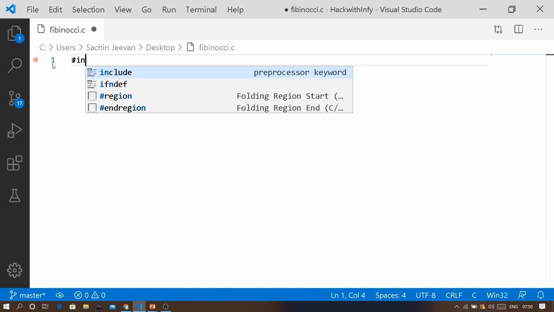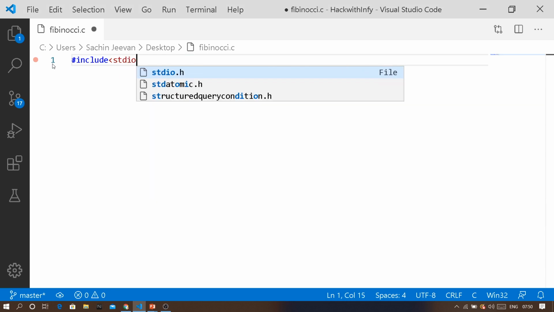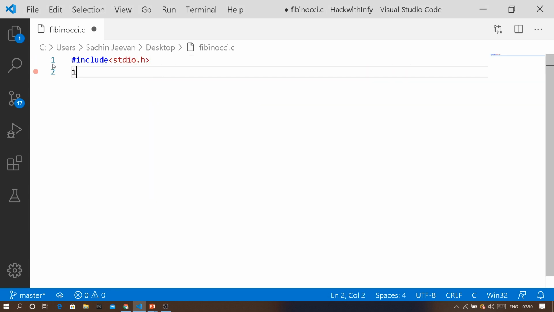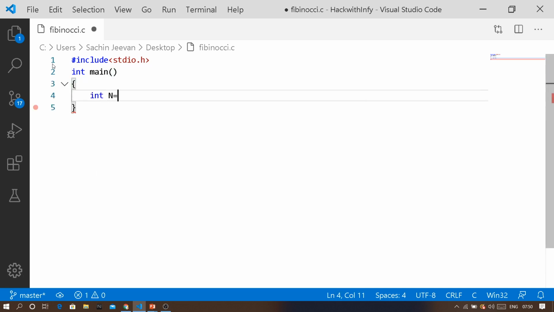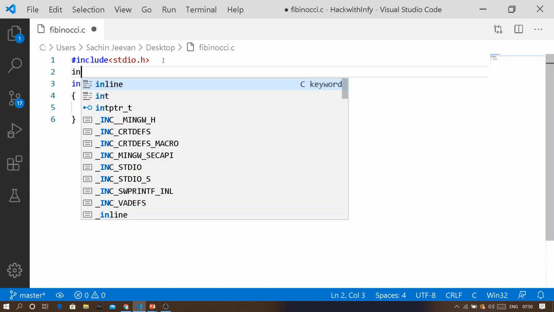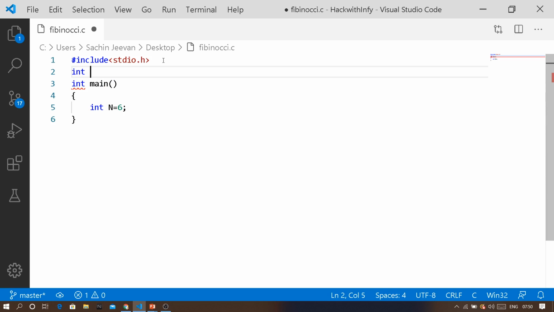Okay, so #include <stdio.h>, into main. So now I'll be initializing n is equal to 6 in my main function, and let me write a function that returns an integer, that returns the nth Fibonacci number, and the name of this is fib. It requires only one integer value, the n for which we have to find the nth Fibonacci number. So that n we are going to receive here.